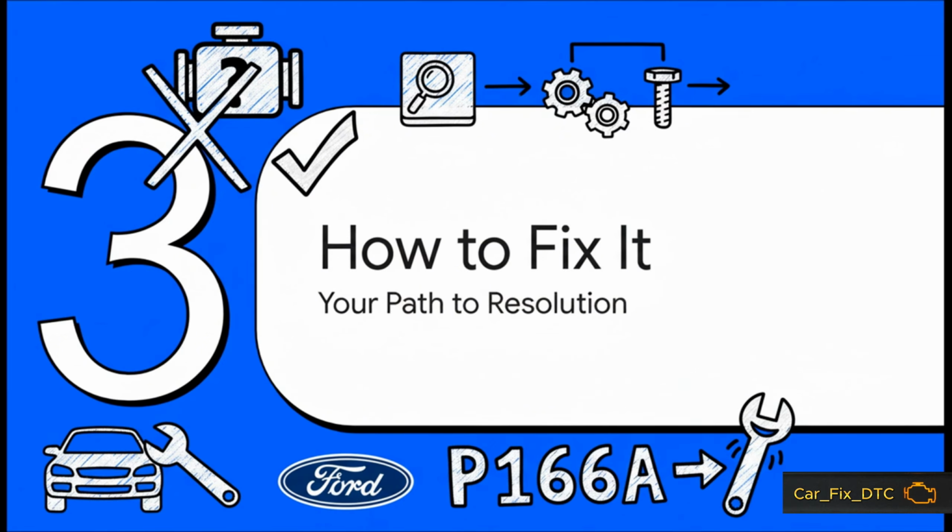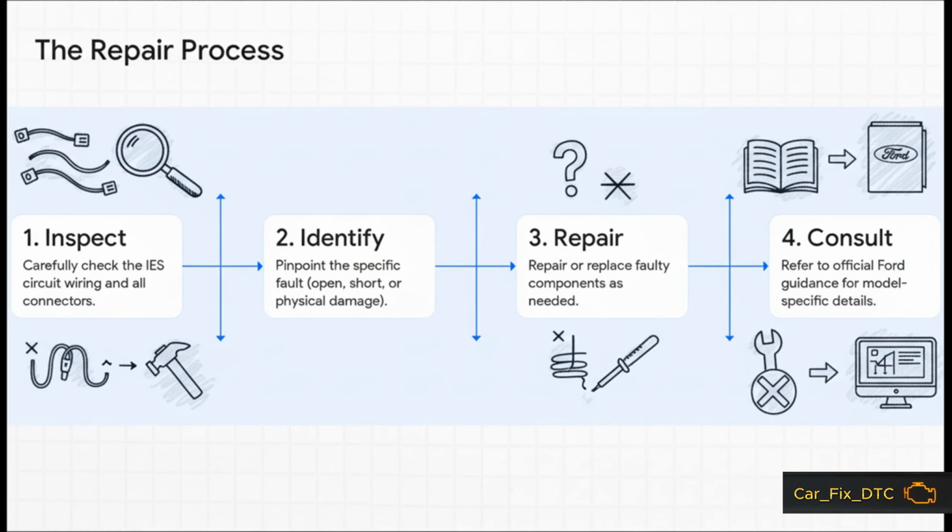Okay, so now that we know what the problem is, the million-dollar question is, how do we actually fix it? Well, the good news is, the approach here is super logical and straightforward. The whole repair process really follows a simple path. First, you inspect. Get your eyes on the IES circuit wiring and all its connectors. Look for anything obvious. Second, you identify. You can use a simple multimeter to figure out exactly what's wrong. Is it an open? Is it a short? Once you find the problem, step 3 is to repair it. You either fix that damaged section of wire or replace the faulty part. And last, but definitely not least, always consult Ford's official guidance for the wiring diagrams specific to your exact vehicle.